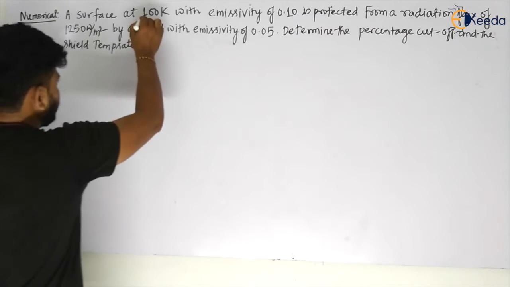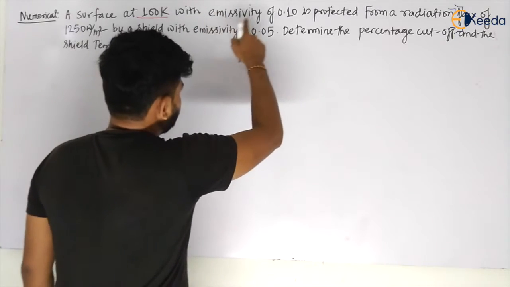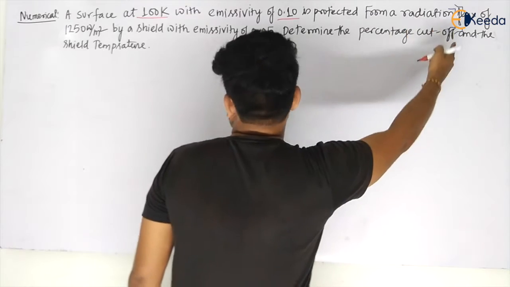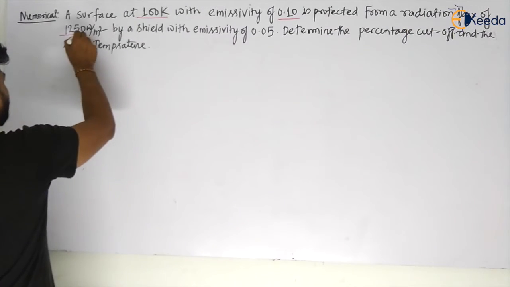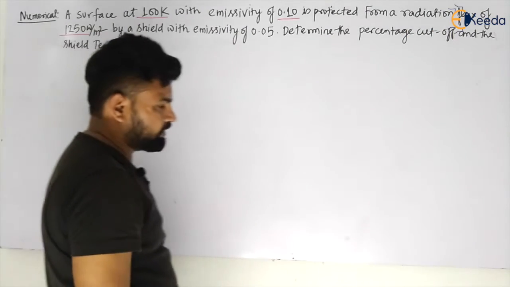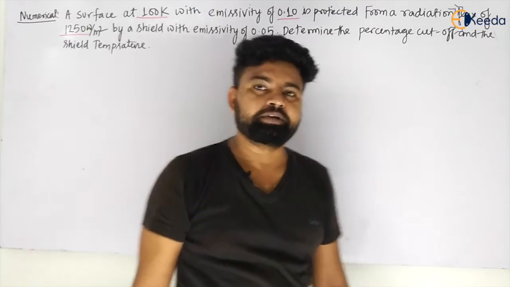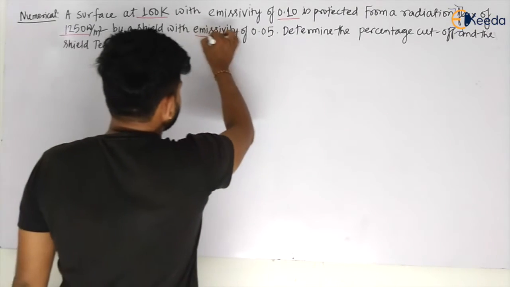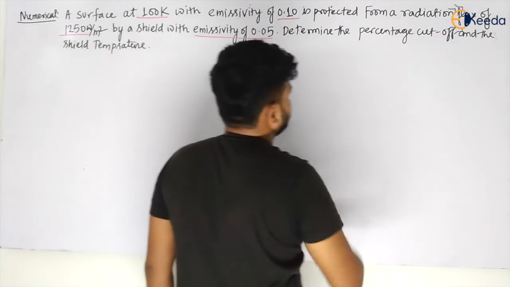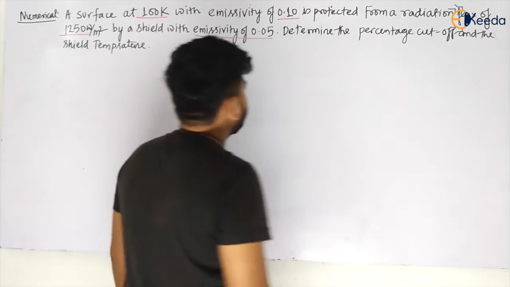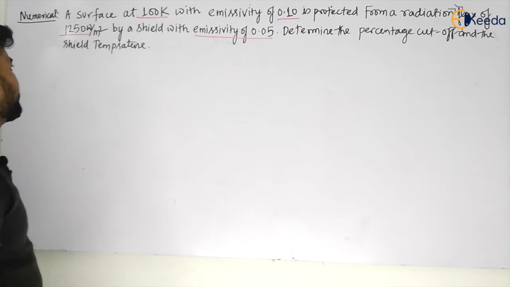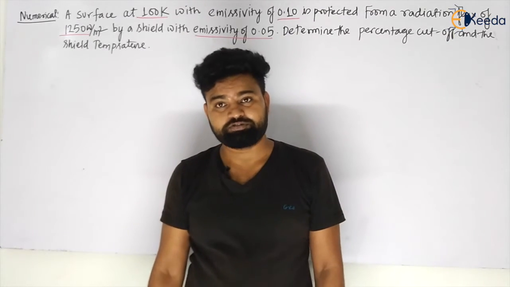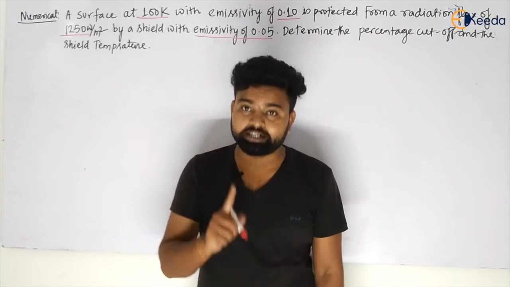A surface at 100 Kelvin with emissivity of 0.10 is protected from a radiation flux of 1250 watt per meter square by a radiation shield with emissivity of 0.5. Determine the percentage cutoff and the shield temperature, my dear students. So he is asking about the percentage cutoff in the heat and the shield temperature.